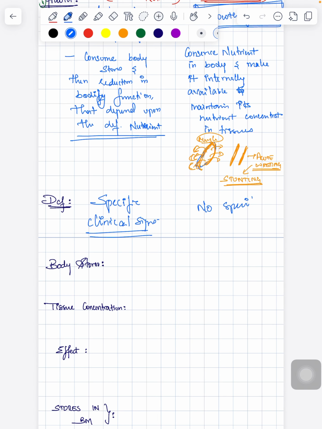There are no specific signs for a particular deficiency. So whatever deficiency the child has, the first failure will be in growth. Okay, next, how about your body stores? There will be body stores available for your type 1 nutrients, while there are no body stores for type 2 nutrients, or your growth nutrients.